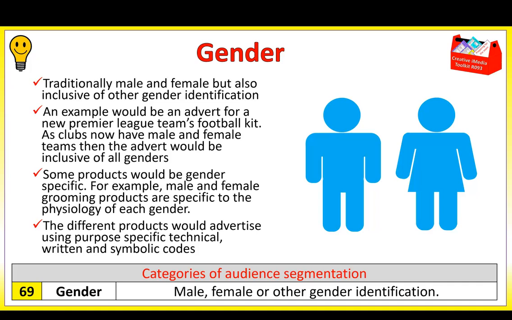We have gender. This is traditionally male and female, but you must also be inclusive of other gender identifications as well. So an example is an advert for a new Premier League football kit. And as the clubs now have male and female teams, the advert will probably be inclusive of all genders unless you were specifically aiming at the men's team or the women's team. But that doesn't mean that women might not want to buy men's kits and men might not want to buy women's kits and so on and so on. So you've got to think about being gender inclusive in your media products.